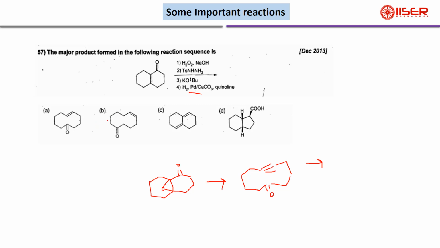So the correct option will be, the difference between this double bond, and there is a 4 carbon difference, that is 1, 2, 3, 4, and the reduction will be seen in cis manner. So the correct option is option B.